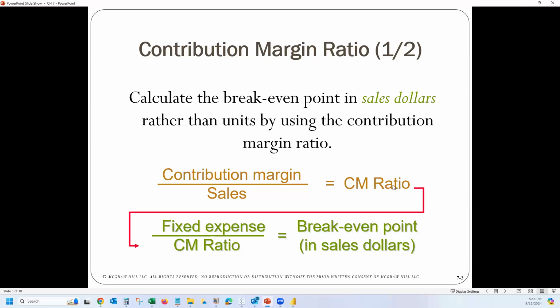When you get your contribution margin ratio, that can be used to divide the fixed cost to get the total sales amount that you need to sell in dollars in order to break even. So this contribution margin ratio we have here could be brought here, which is going to be fixed expenses divided by the contribution margin ratio equals to the break-even point in dollars, which means the amount of sales revenue that you must generate in order to break even.